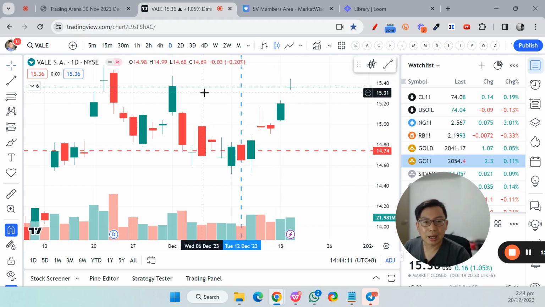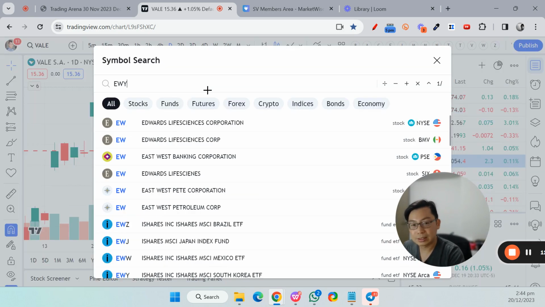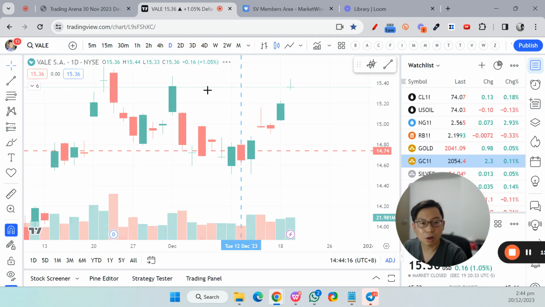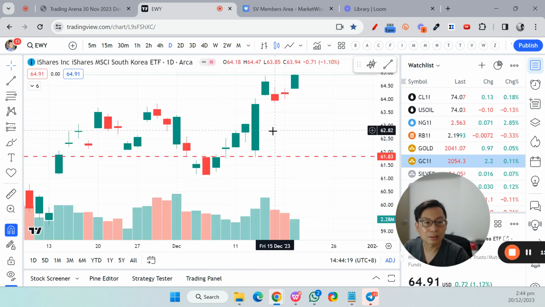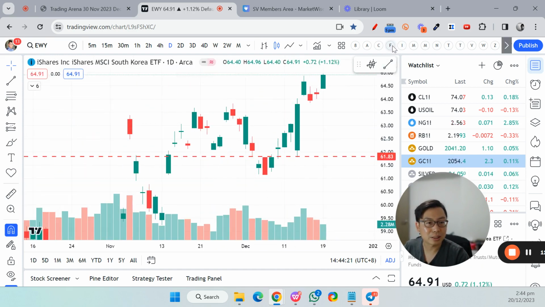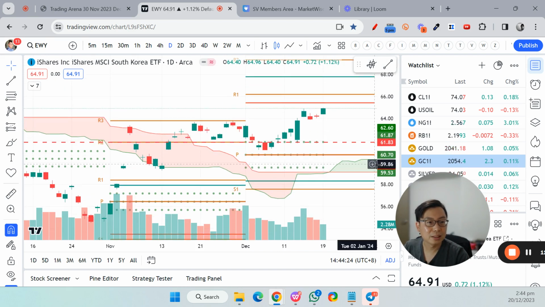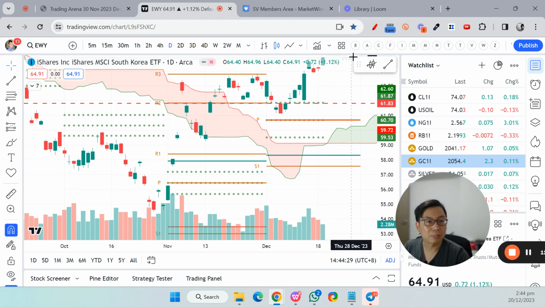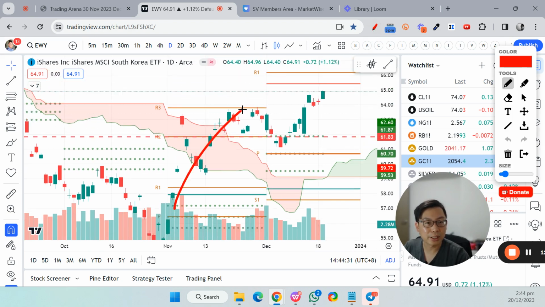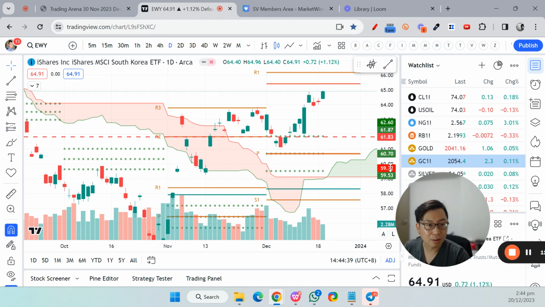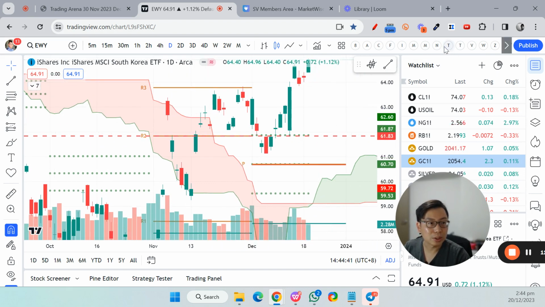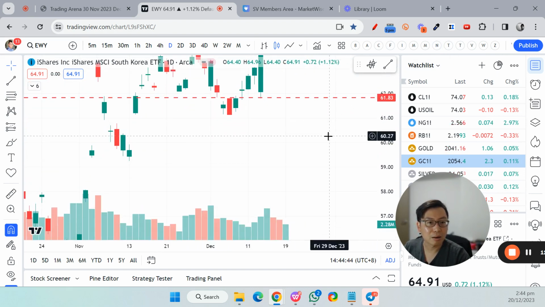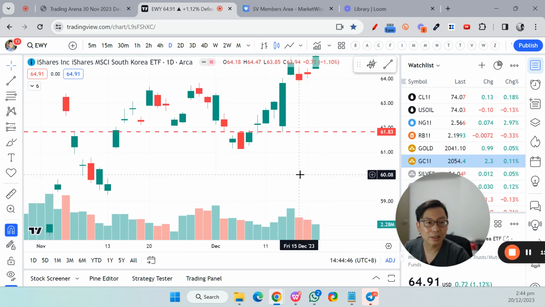Another one that I want to share with you that I recently entered is EWY, the iShares South Korea ETF. Once again, can you see that the setup is the same? Price has a run up on the South Korea ETF, and then there's a pullback, and price has pulled back to a central pivot range over here. So I do a naked chart over here, and very clearly, I've already drawn it now.